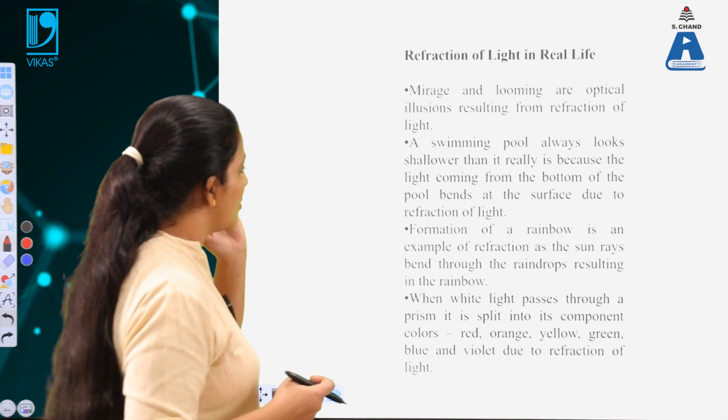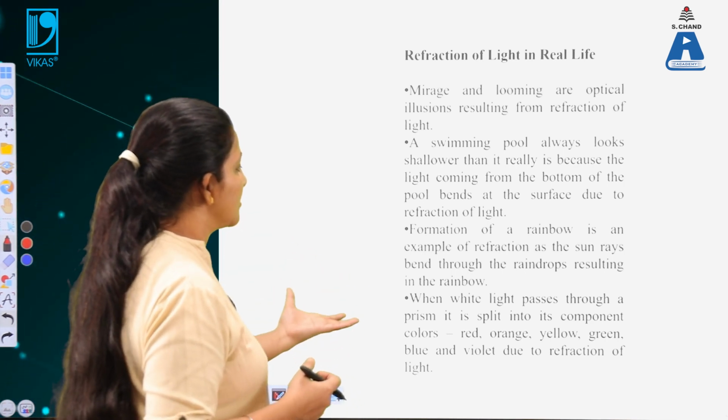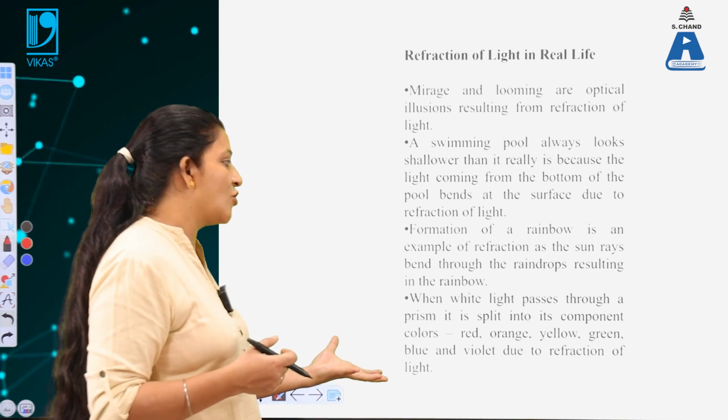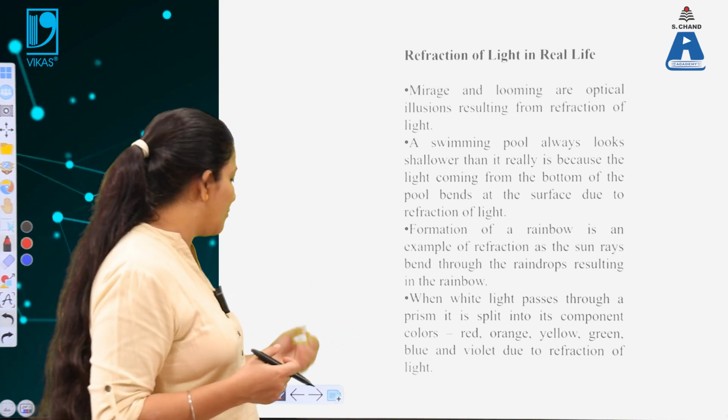Next is the formation of the rainbow. We know that the rainbow is due to the presence of light in the raindrops. That's why we see the rainbow there.